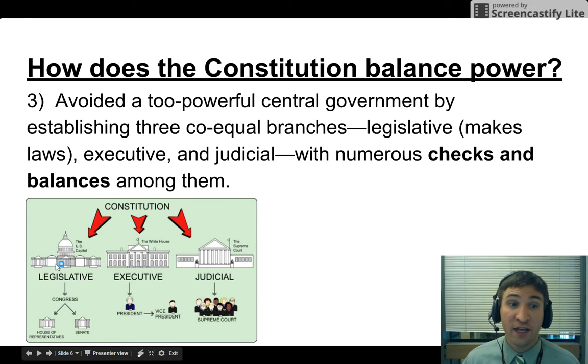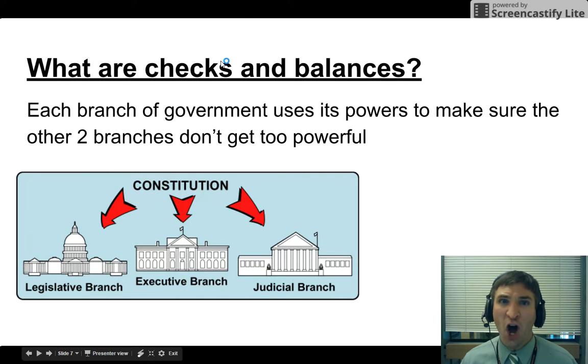Here are the 3 branches of government, and they all checked each other's power. What does that mean? What are checks and balances? Each branch of government uses its power to make sure the other 2 branches don't get too powerful.